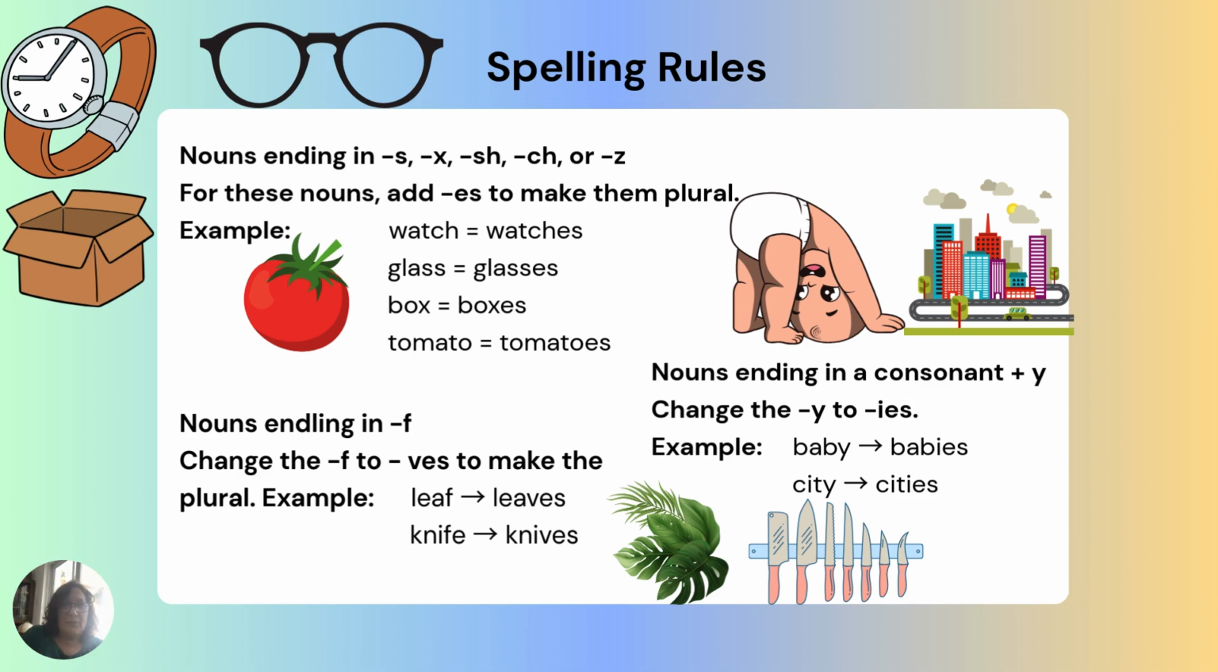So if it ends in a consonant and a Y, we change the Y to an I. Baby, babies. City, cities. Now don't worry if this is a little bit difficult, but download the worksheet and practice, and we will do this again. The spelling rules we will do again.